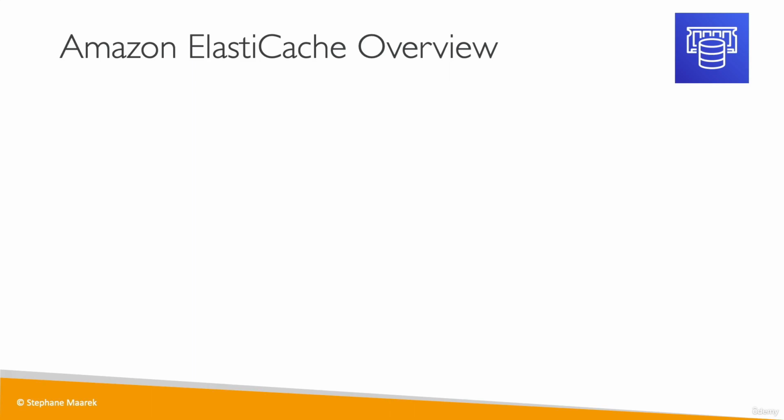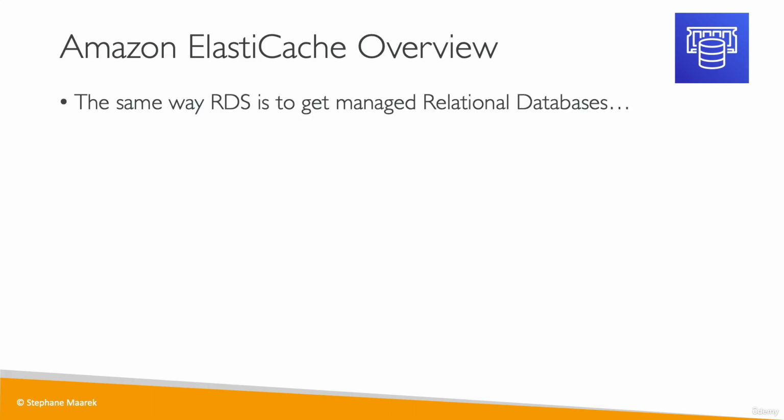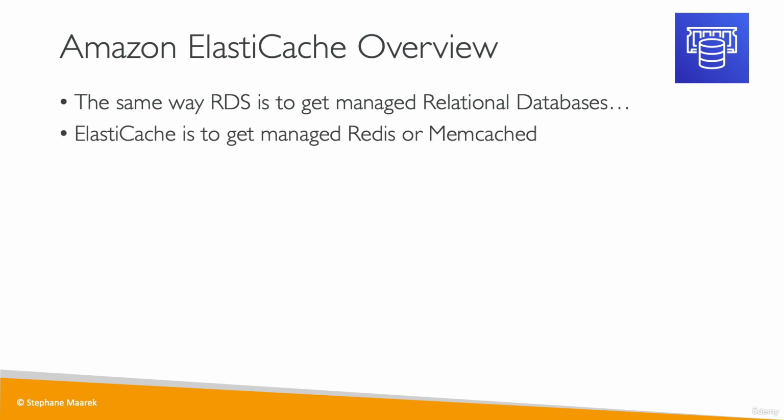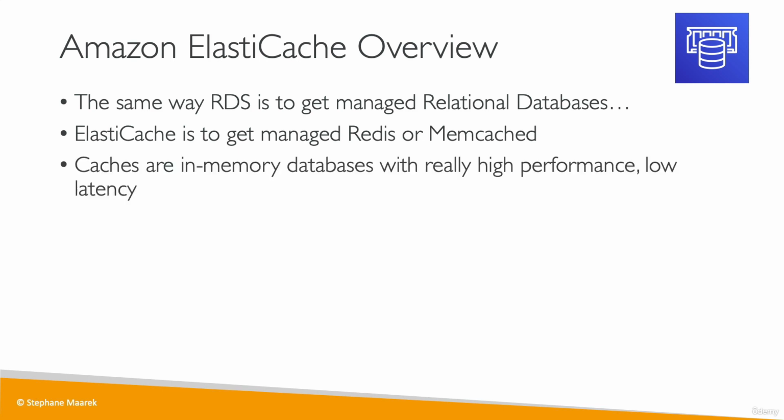Let's talk about Amazon ElastiCache. So the same way you get RDS to have managed relational databases, ElastiCache is going to help you get managed Redis or Memcached, which are cache technologies. So what are caches? Well, they are in-memory databases with really high performance and low latency.